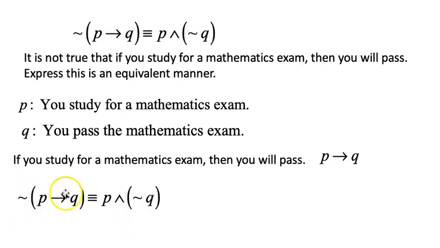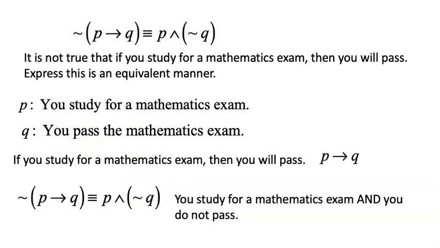If I negate P implies Q, what we just did on the previous slide was P and not Q. P, what is P? You study for the mathematics exam, and not Q, and you don't pass the mathematics exam. That is the counterexample, right? That is the counterexample that says if you study for the exam, then you will pass. Certainly that is not true in every single case.